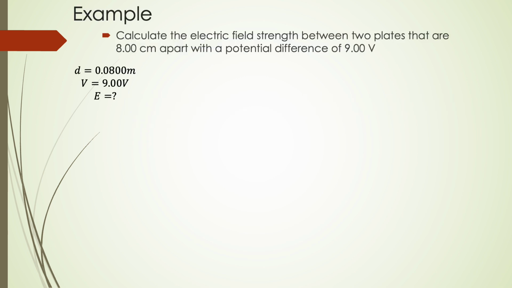We're going to calculate the electric field strength between two plates that are 8 centimeters apart with a potential difference of 9 volts. So we have our distance of plates apart and our voltage, and we're solving for our electric field. We know our electric field is voltage divided by distance, so we can substitute those values in, and we get that our electric field between our plates is 113 volts per meter.